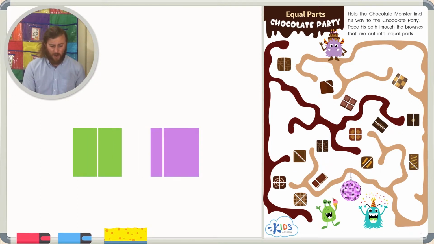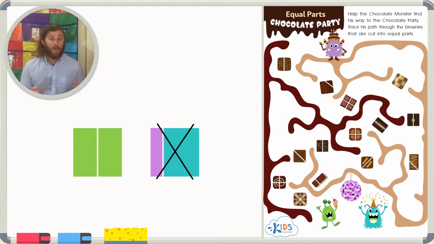What about this other square? It's the same size, it's the same shape, but our two parts, are they equal? Does each part take up the same amount of space? This part takes up way more space than this part. So this square is not cut into equal parts.